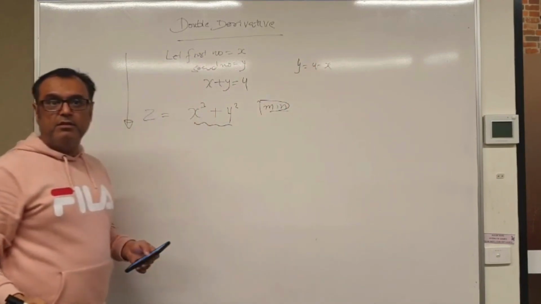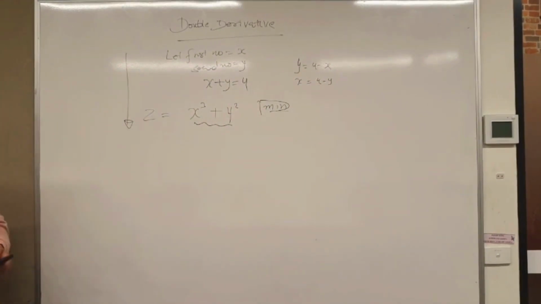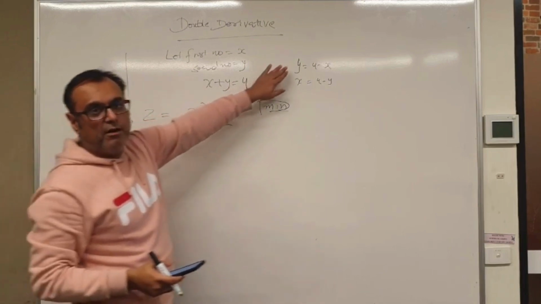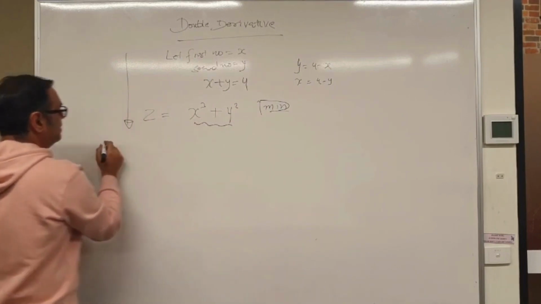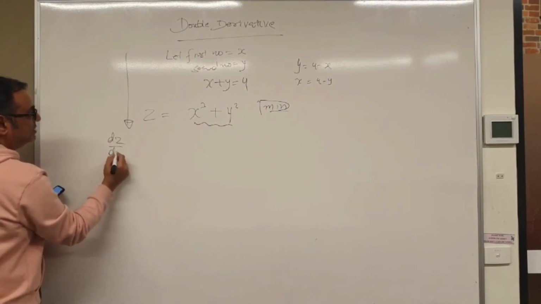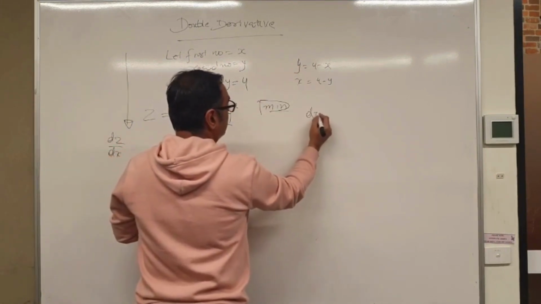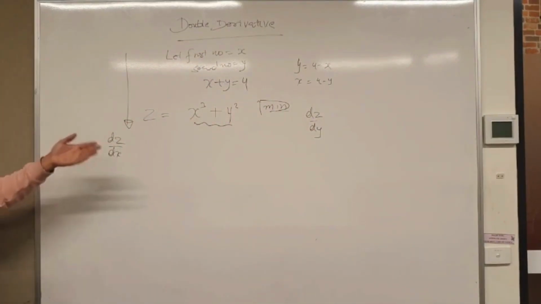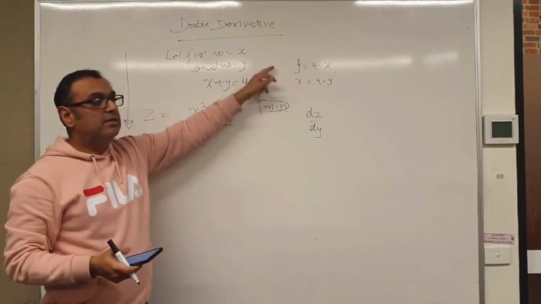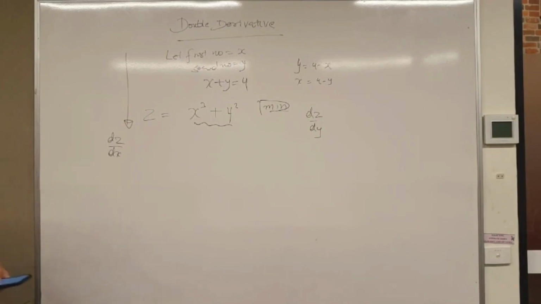Either you can do that, or you can say x equals 4 minus y. Which one would you prefer? If you are plugging in y, then eventually you are going to find dz by dx, because everything will be in x. If you plug in x, then you will be finding dz over dy. Both approaches are fine and correct. One of them is easier, the other slightly more challenging.